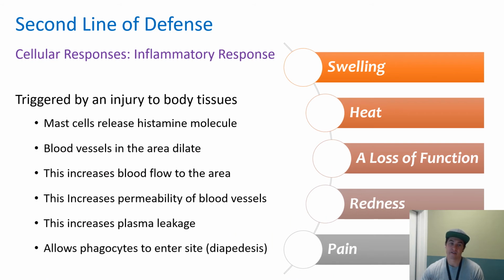Another second line of defense is the inflammatory response. Everyone's experienced acute inflammation. It's triggered by an injury. So if we think about that nail going into the skin, that triggers this whole response. Mast cells, which are types of cells found in connective tissue, release a molecule called histamine, and that triggers this whole inflammatory response. Antihistamines stop this process.